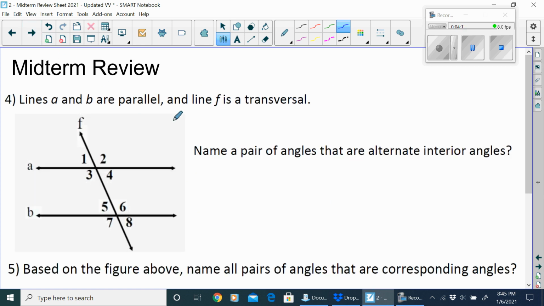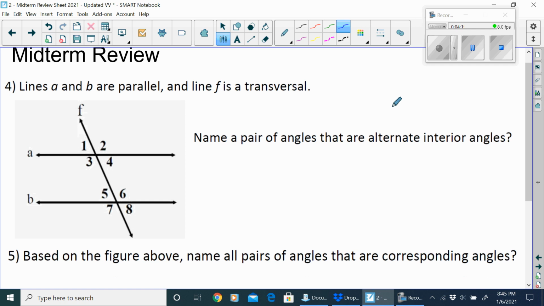So now we have lines A and B are parallel, and F is the transversal. So here's A, here's B, and here is our transversal. It says name a pair of angles that are alternate interior angles. So they're on the inside. It means one on one side of the transversal, one on the other. So I could see 3 is here, and then the 6. So angles 3 and angle 6 are alternate interior angles. And you can also see it by a Z formation.